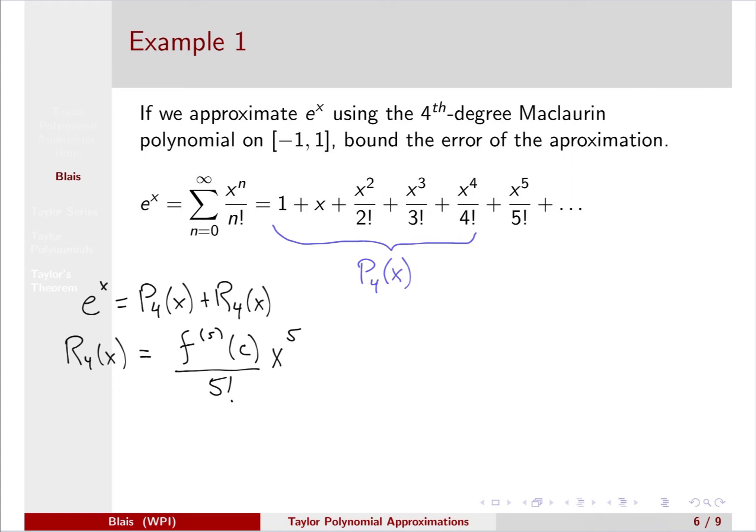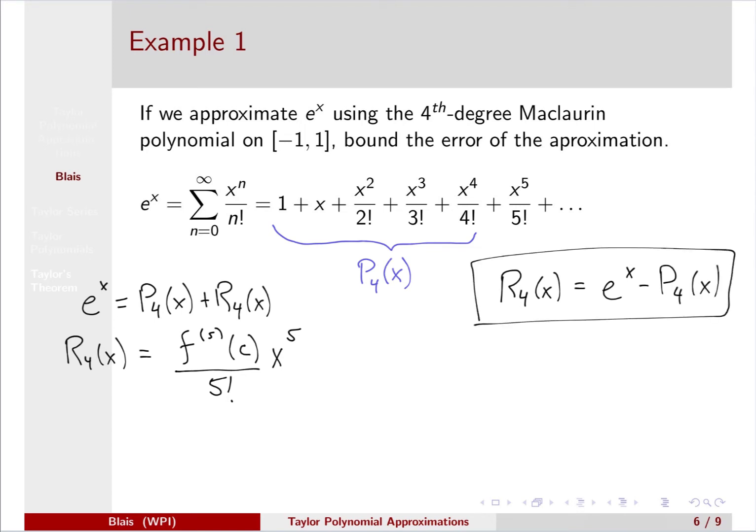And what we care about is bounding this. So it's important to recognize, again, if we rearrange this equation, R4 of x is e to the x minus P4 of x, which is why we think of it as the error of our approximation. It's the real thing, the goal, minus the approximation to it.